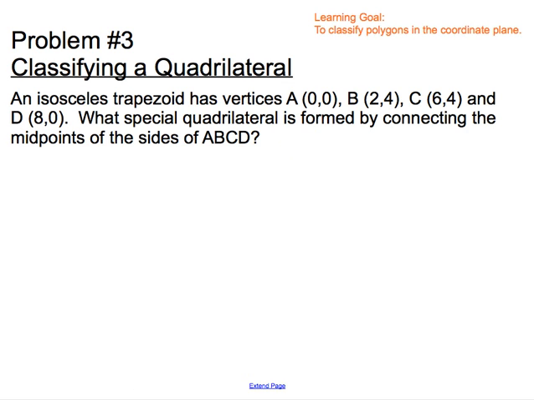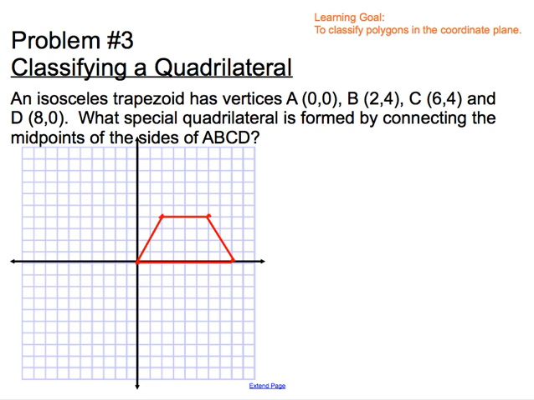Our final question asks us to classify a quadrilateral. We're given an isosceles trapezoid with its 4 vertices, and asked what special quadrilateral is formed by connecting the midpoints of that isosceles trapezoid. Again, we start by plotting the isosceles trapezoid that we're given.